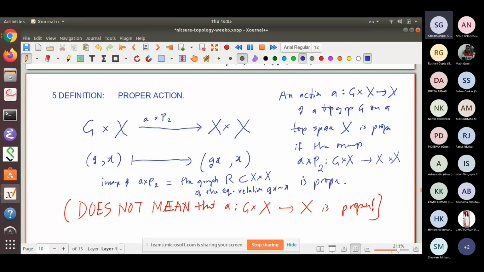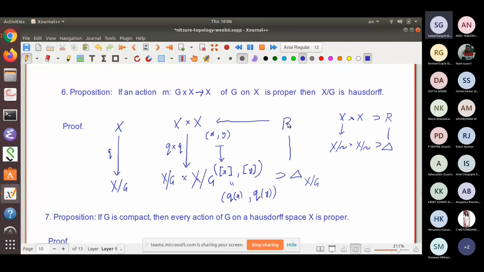gx is equivalent to x. This equivalence relation has this graph, and that's just the image of this because it's producing gx and x, two things which are equivalent exactly when they are in the image of this. So if this is proper, then R is closed inside this. And so the inverse image of the diagonal is this equivalence relation. Okay. And so if you remember, since this is the quotient topology, the inverse image of this is this, which is closed here. Therefore, by definition of quotient topology, this is closed here. And therefore, X mod G is Hausdorff, because its diagonal is closed. So directly properness gave you this.